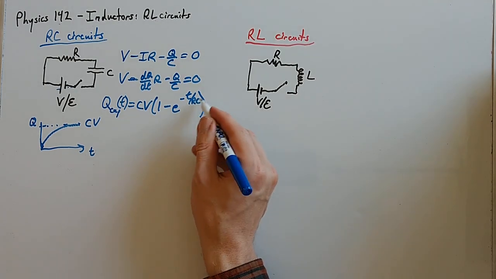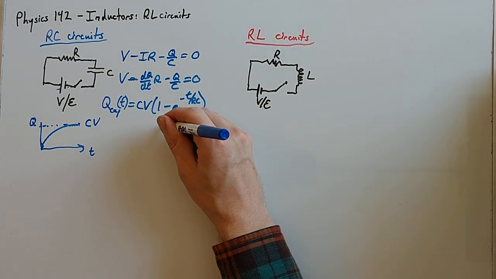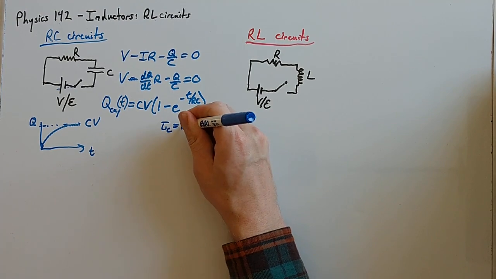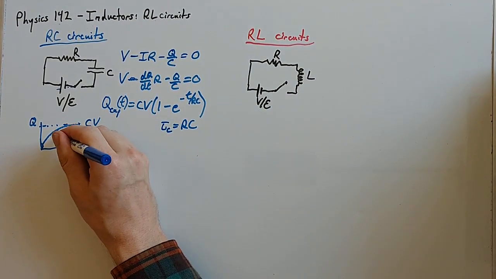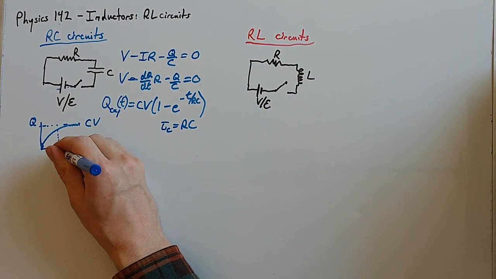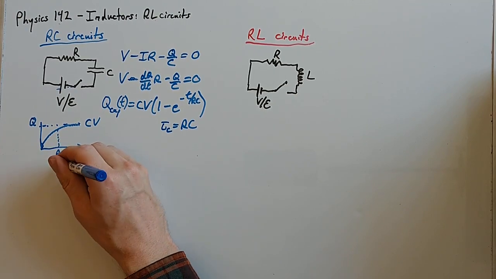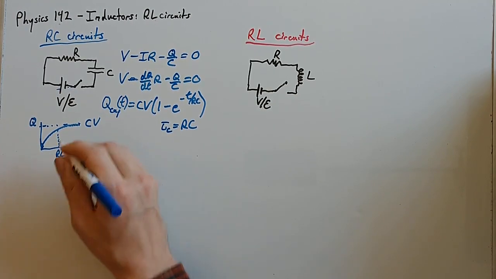And we realized that this RC, we called the capacitive time constant. Remember that? Basically, it was a convenient way that told us at time equals RC that you've charged it up about 63%.